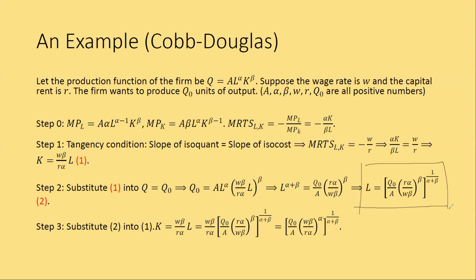So if you want to verify, you can substitute Q0 equals 400, A equals 2, R equals 10 or 5, I don't remember, and W equals either 5 or 10. And also alpha and beta, which are both 1 in our previous example. You can verify that you will get the same L star that I derived.